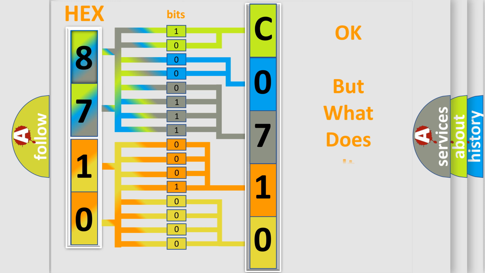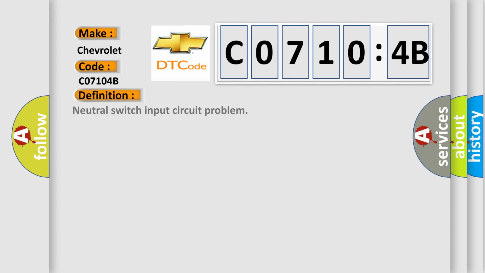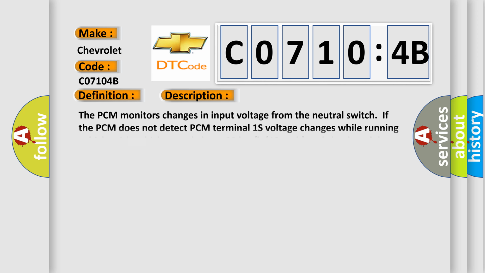The number itself does not make sense to us if we cannot assign information to what it actually expresses. So, what does the Diagnostic Trouble Code C0710-4B interpret specifically for Chevrolet car manufacturers? The basic definition is neutral switch input circuit problem. And now this is a short description of this DTC code.